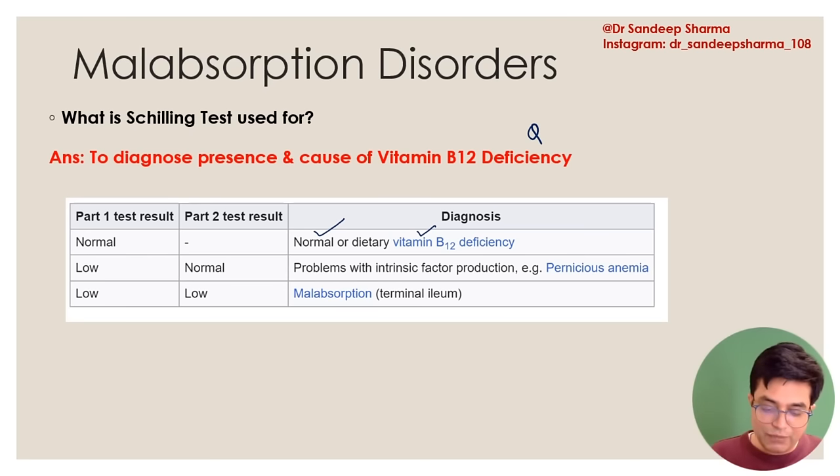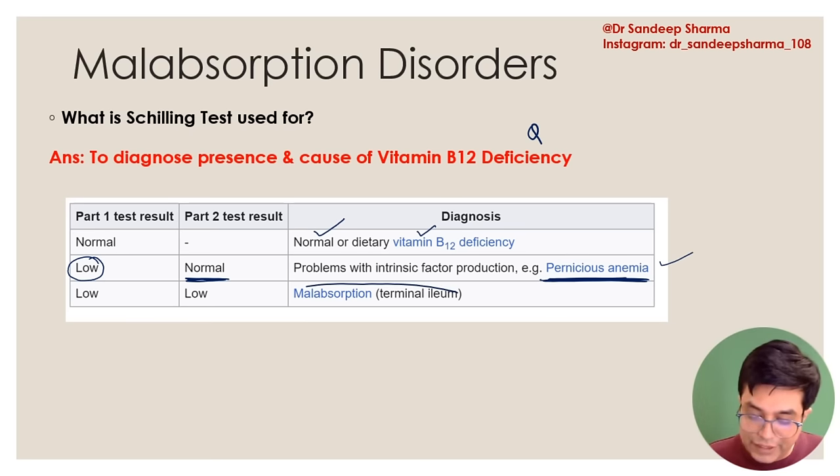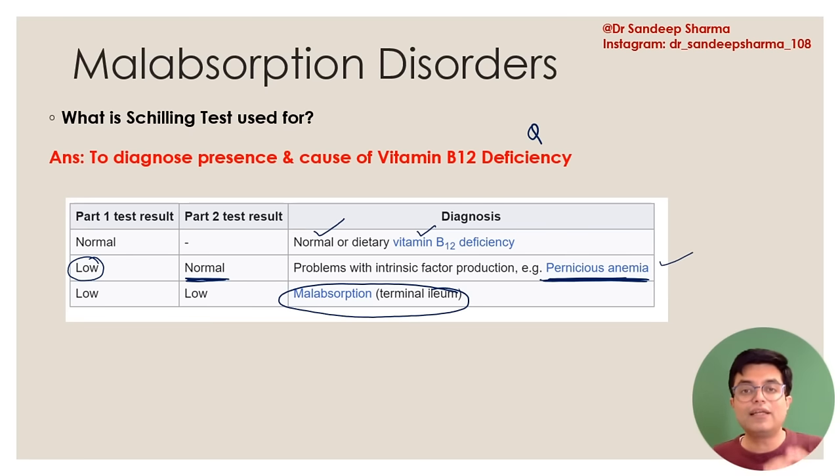In case part 1 shows low excretion, it is abnormal, and it is normal with part 2, that is, after giving intrinsic factor it became normal, you will suspect pernicious anemia in the patient. And suppose in a patient, when B12 alone is given, B12 is not getting excreted, and when you give intrinsic factor, then also B12 is not getting excreted, it will indicate malabsorption, that is, ileal absorption problem or ileal resection is the cause, that B12 is not getting absorbed even if you are giving B12 to the patient. So if both part 1 and part 2 are abnormal, it indicates malabsorption, right? So this is a very useful test.